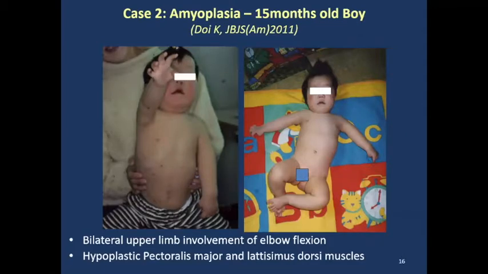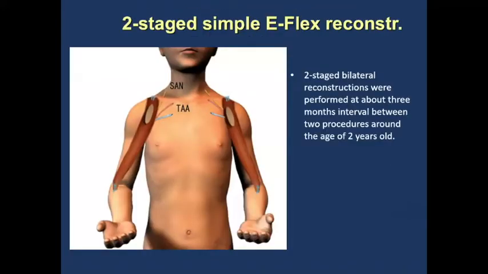The next case, the picture demonstrating bilateral upper limb involvement of elbow flexion in a 15-month-old boy with amyoplasia of arthrogryposis. He also had hypoplasia of the pectoralis major and latissimus dorsi, which could not be used for elbow flexion reconstruction. Two-stage bilateral reconstruction was performed at about a 3-month interval between the 2 procedures around the age of 2 years.